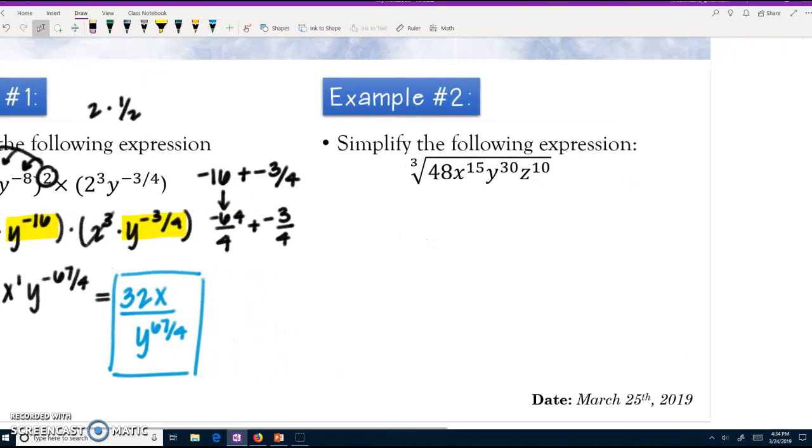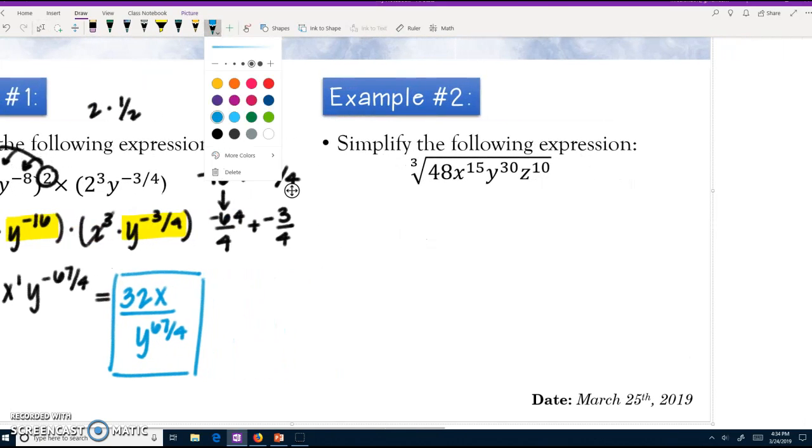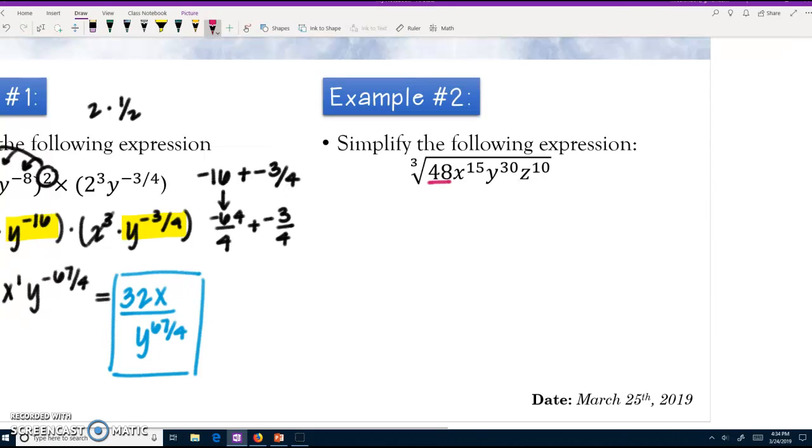Then for example 2, we are simplifying a cubic root expression. So first we want to check out this 48.